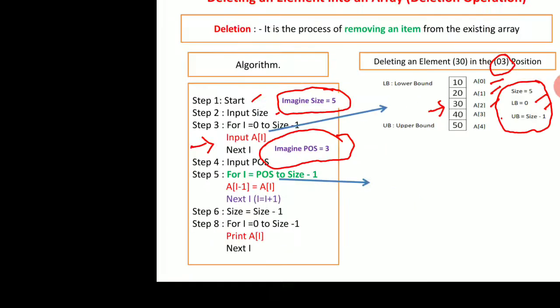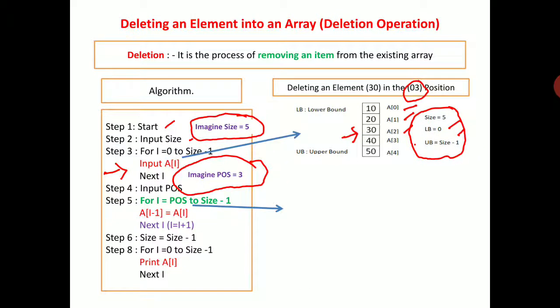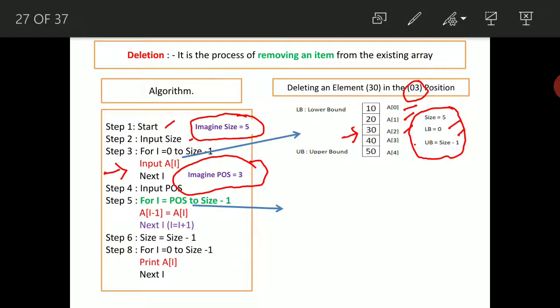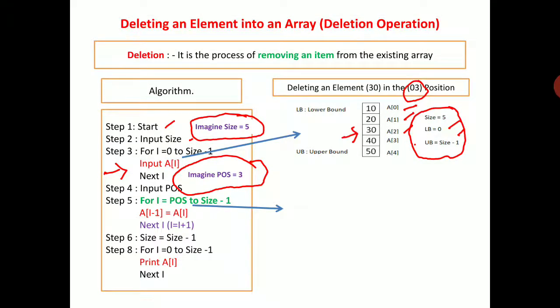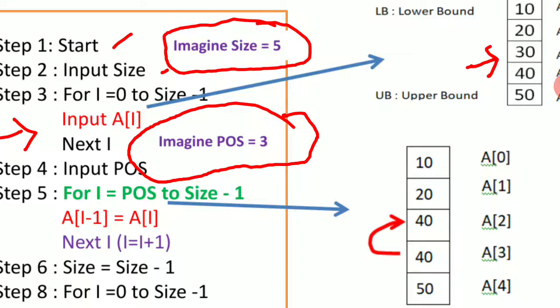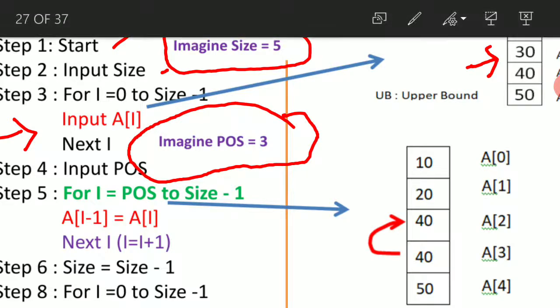In this step, what happens? Step 5 is very important for us because this is the process of deletion. You can see in this image, when I value is equal to POS, that is position. What is the position value? Position value is 3, hence I value is going to be 3.